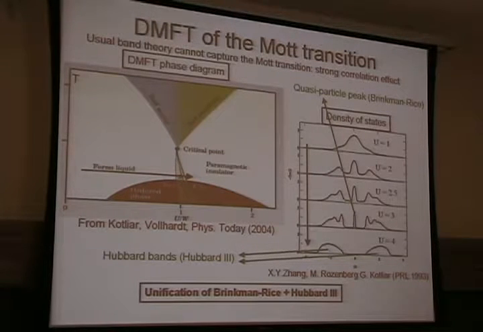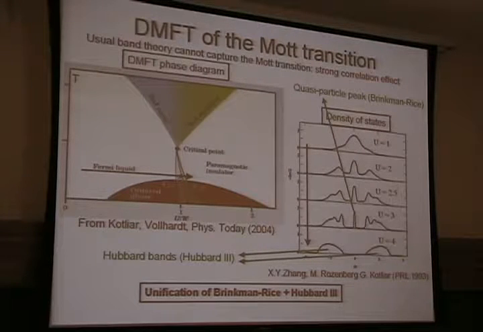So the nice thing about this approach is that it unified two different pictures of the Mott transition that existed at the time. The so-called Brinkman-Rice picture that describes the disappearance of the quasi-particle peak, and the Hubbard-III approach to the Hubbard model, which is able to describe the two bands. So this was the first time in which these two features were seen in the same unified approach.